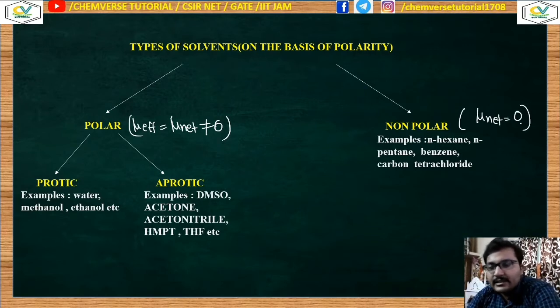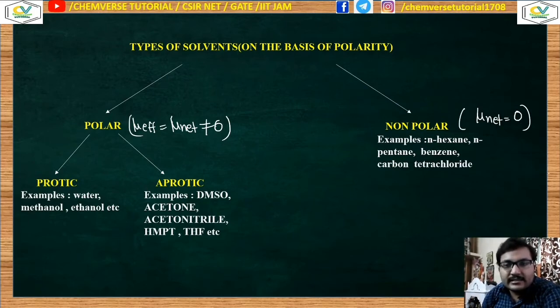There are a few examples of non-polar solvents like n-hexane, n-pentane, benzene, CCl4. Now you will say that carbon and chlorine already form a polar bond because chlorine is more electronegative, so it will be delta negative and carbon delta positive to some extent, and there will be a net dipole moment pointing towards the chlorine atom, which is the more electronegative atom.